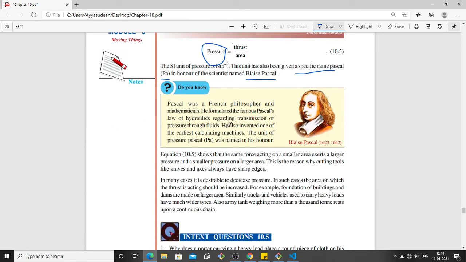He was a French philosopher and mathematician. He made Pascal's law of hydraulics regarding the transmission of pressure through fluids. He discovered how pressure is transmitted in fluids. So he was honored by giving the unit for pressure his name.